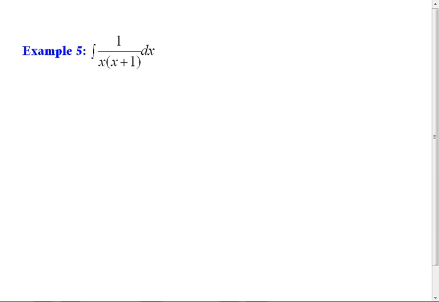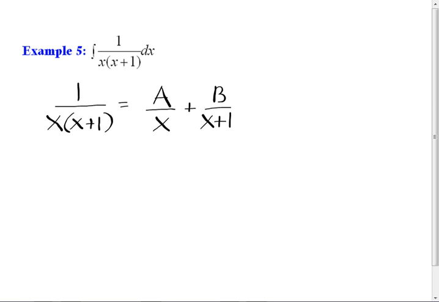Okay, what about this one? I know you don't know how to do that one. Do you remember that from chapter 8? It's A over X plus B over X plus 1. This is a collapsing sum. Remember, I told you that we'd come back to this. So, do you remember how to do the partial fractions? Well, this is the result of adding two fractions, one of which was some number over x plus some number over x plus 1. Well, we're going to do it again.